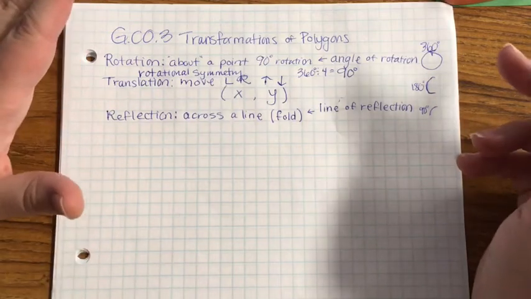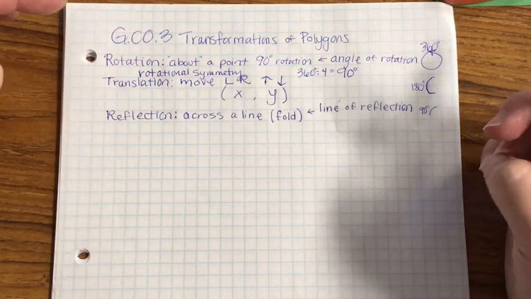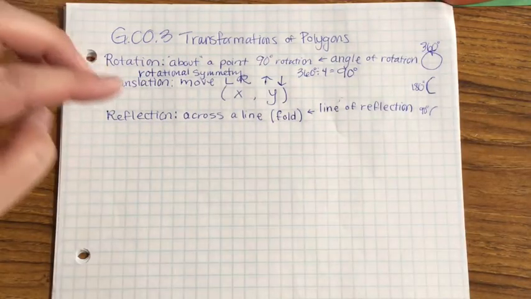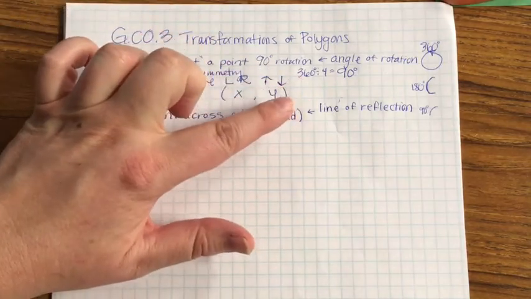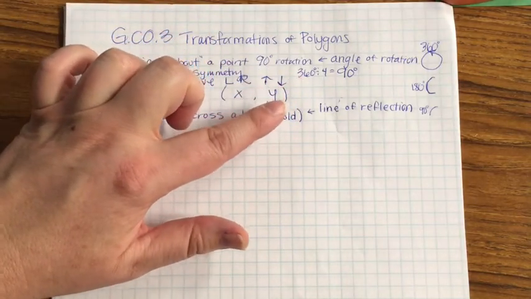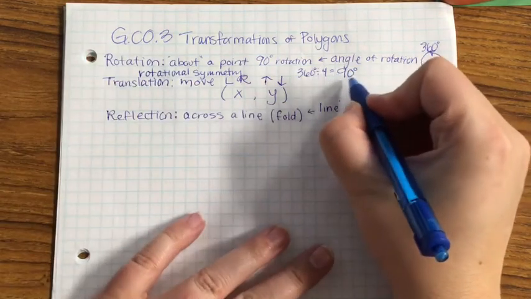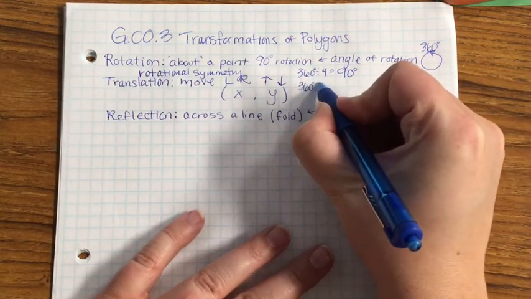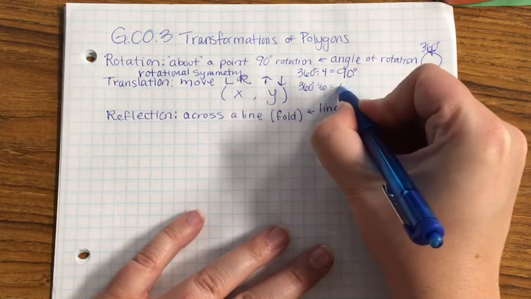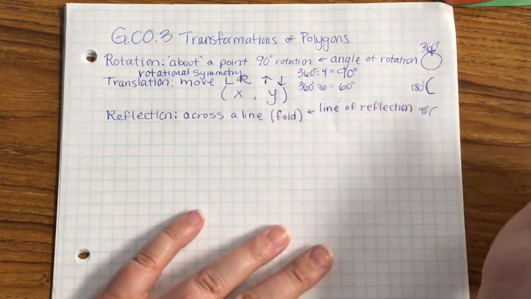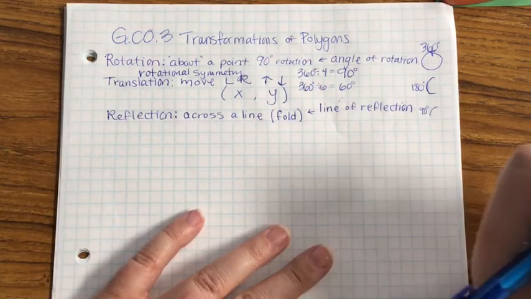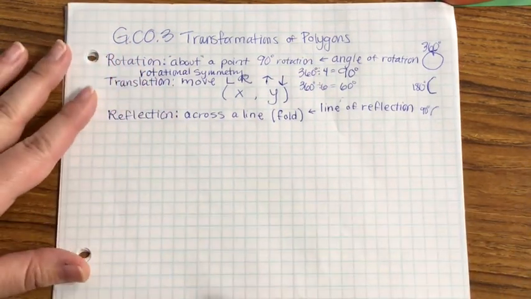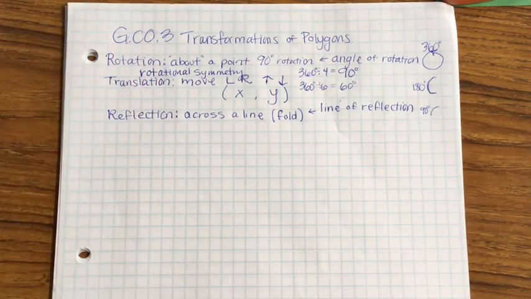What if I had a perfect hexagon? You guys remember how many sides a hexagon has? 6. So how many degrees would I have to turn it? 60, because I would do 360 divided by 6, and so that would be 60 degrees. Thank you for being quiet. And then, so we have that.